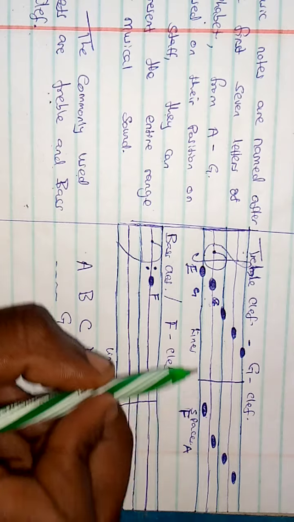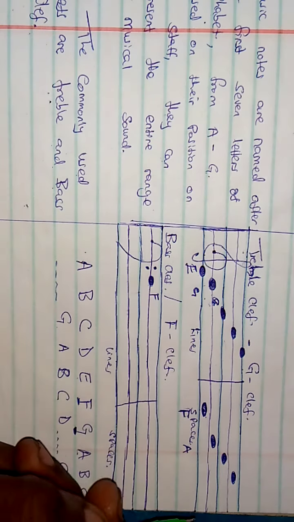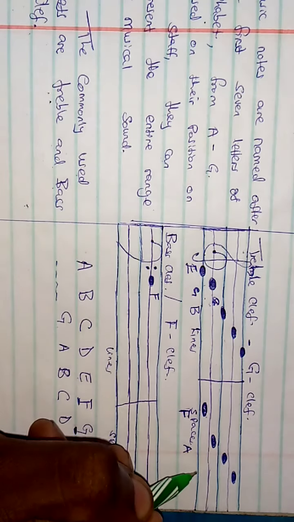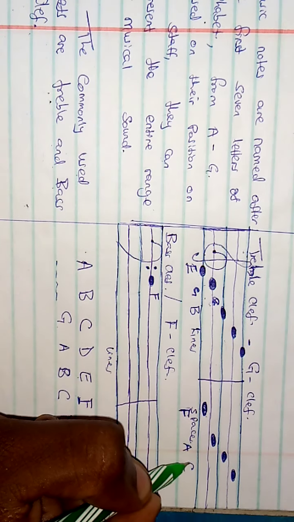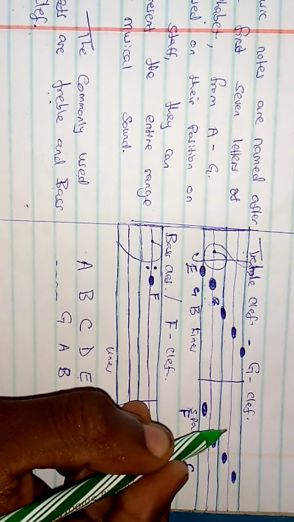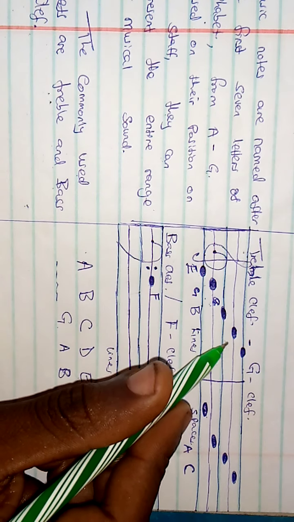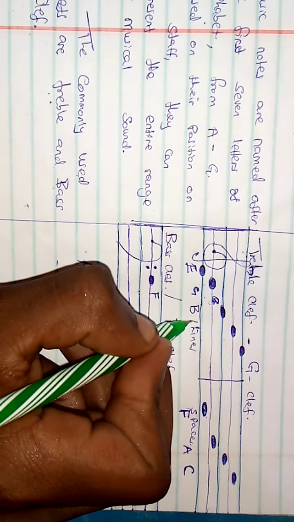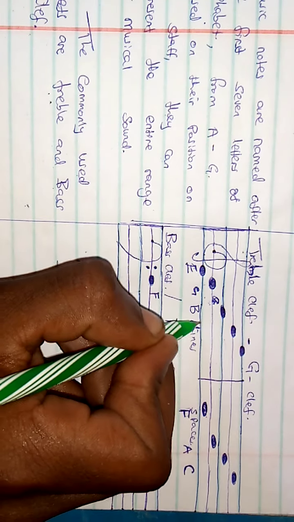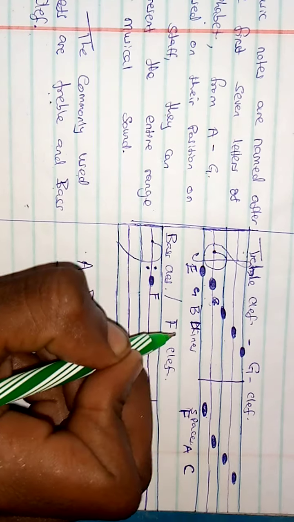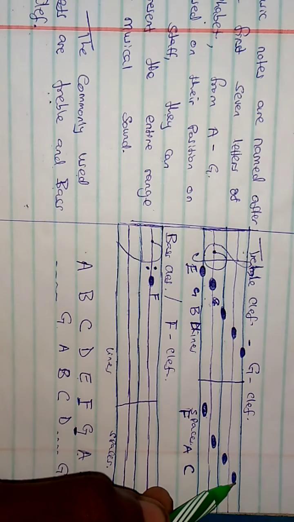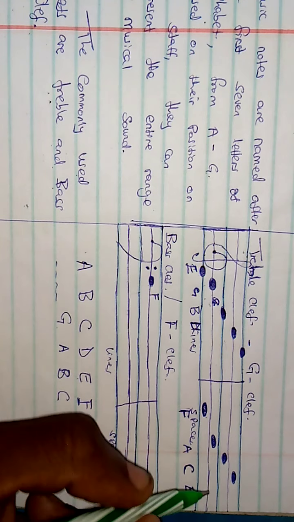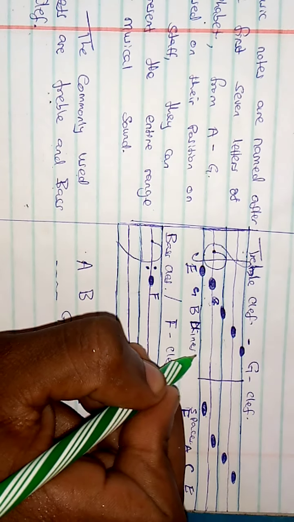And we name line 3 as B. Space 3 as C. Line 4 as D. Space 4 as E. Line 5 as F.